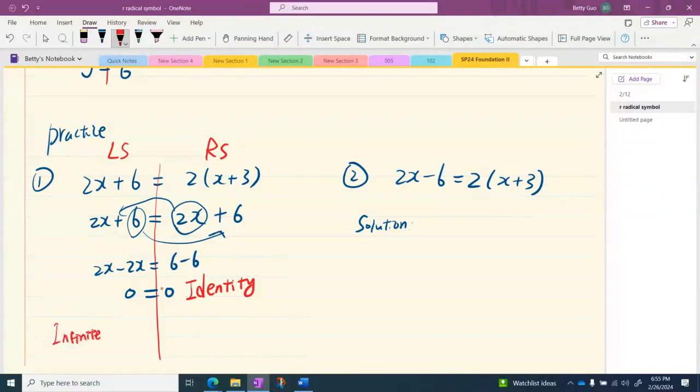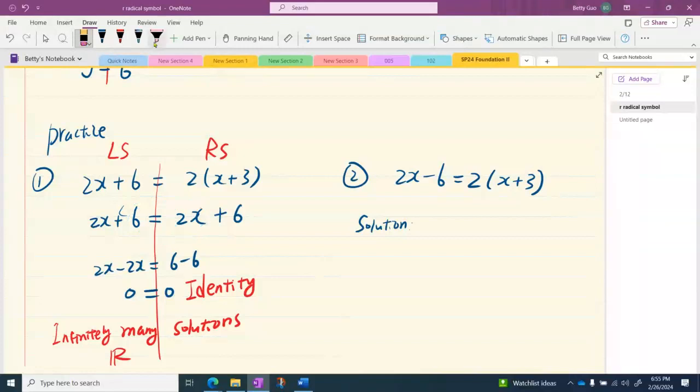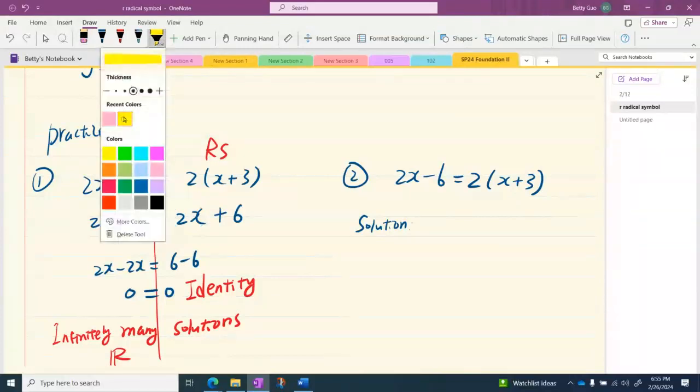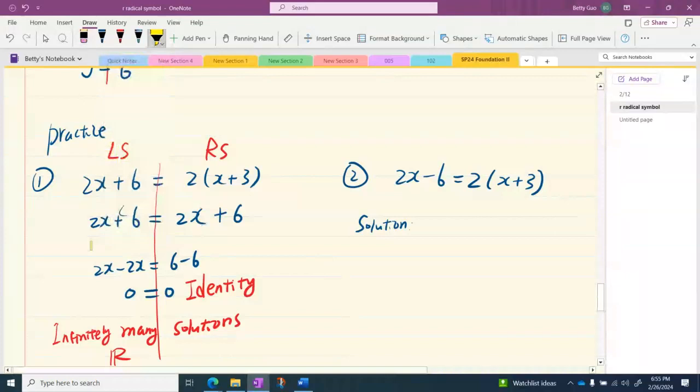infinitely many solutions. All the real numbers are solutions. Why? Because look at this step. I'm going to highlight the step in yellow. Look at this step. 2x plus 6 equals 2x plus 6. The left side is exactly equal to the right side.